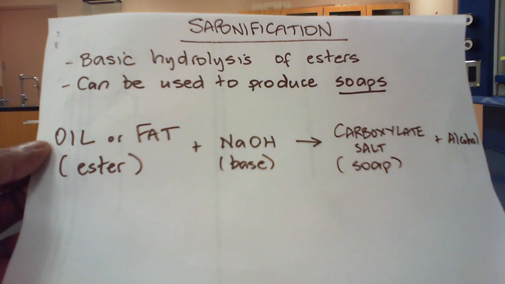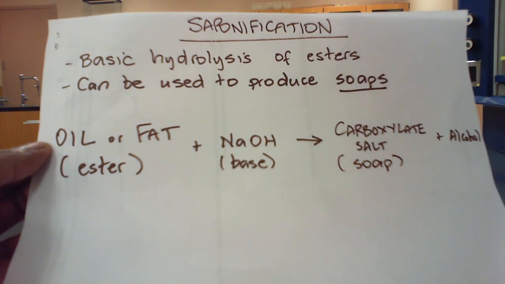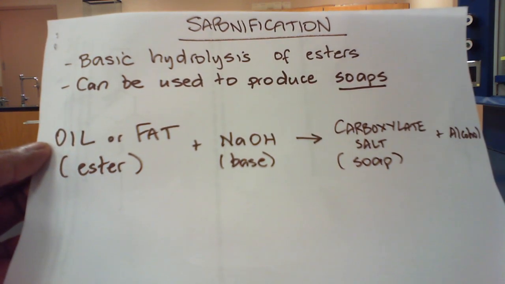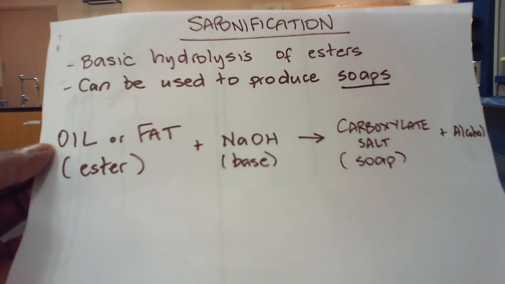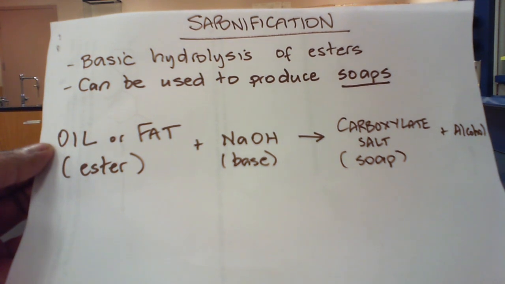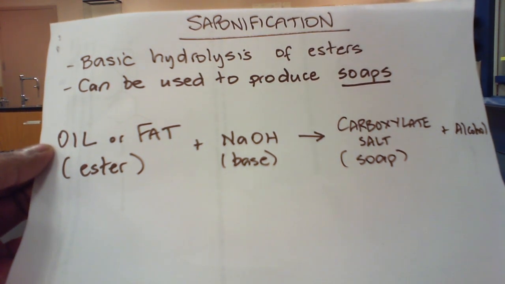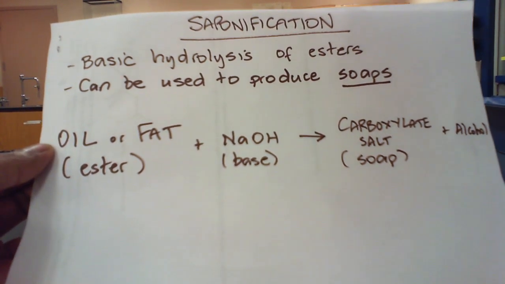So in today's experiment, we're going to be taking a look at a reaction known as a saponification reaction. What that involves is the hydrolysis of an ester under basic conditions. This type of reaction is used very frequently to make different types of soaps.